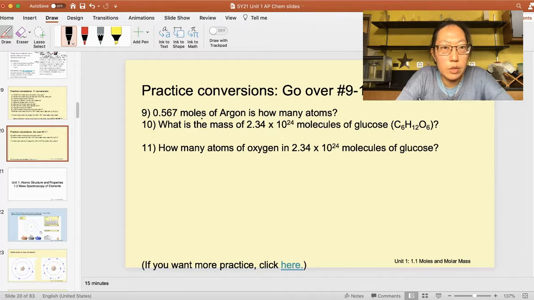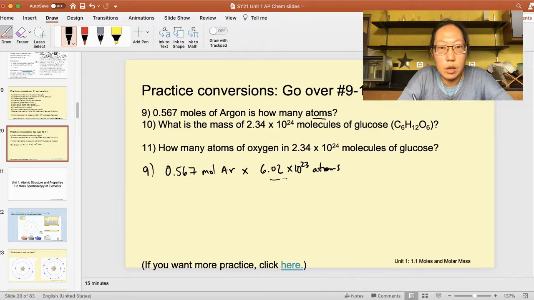Here we have moles of argon, and you want atoms. So in number 9, maybe it was the fact that it was number 9 and you were doing harder ones before. If you have moles of argon and you want to change to atoms, all you have to do is multiply by Avogadro's number. So that's how many atoms are in 1 mole. Okay, so that will give you the answer for number 9.